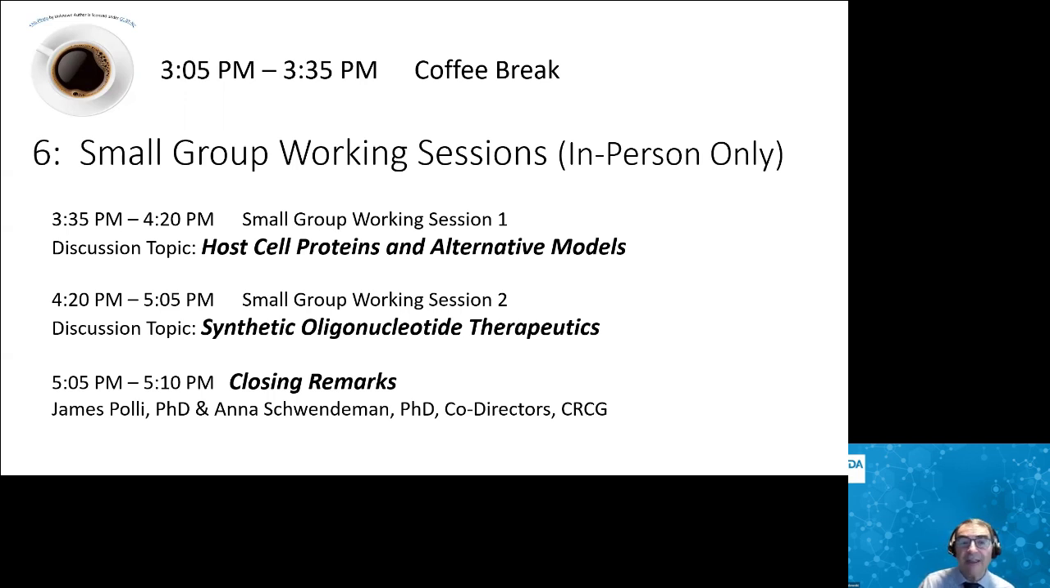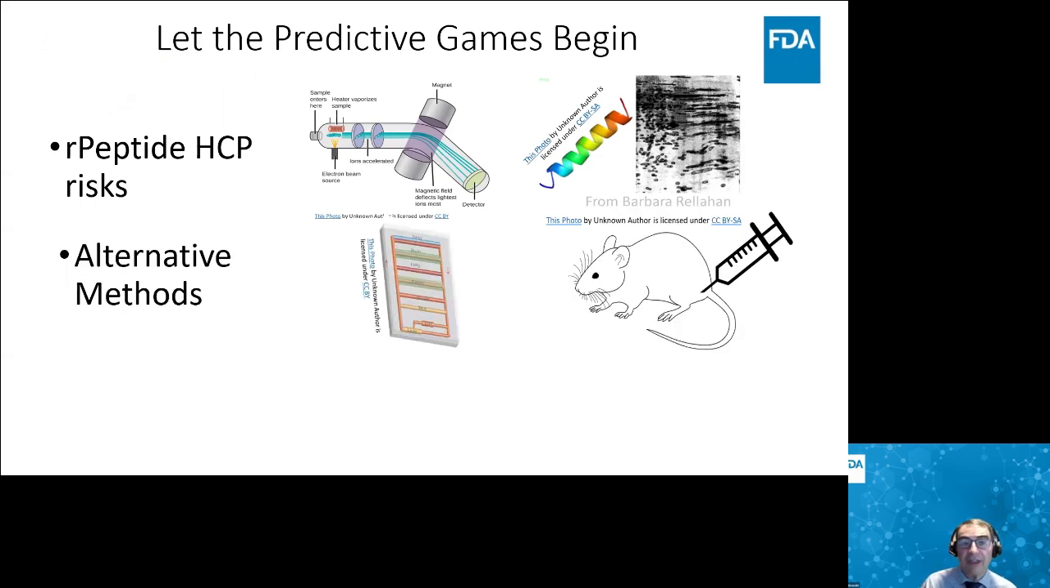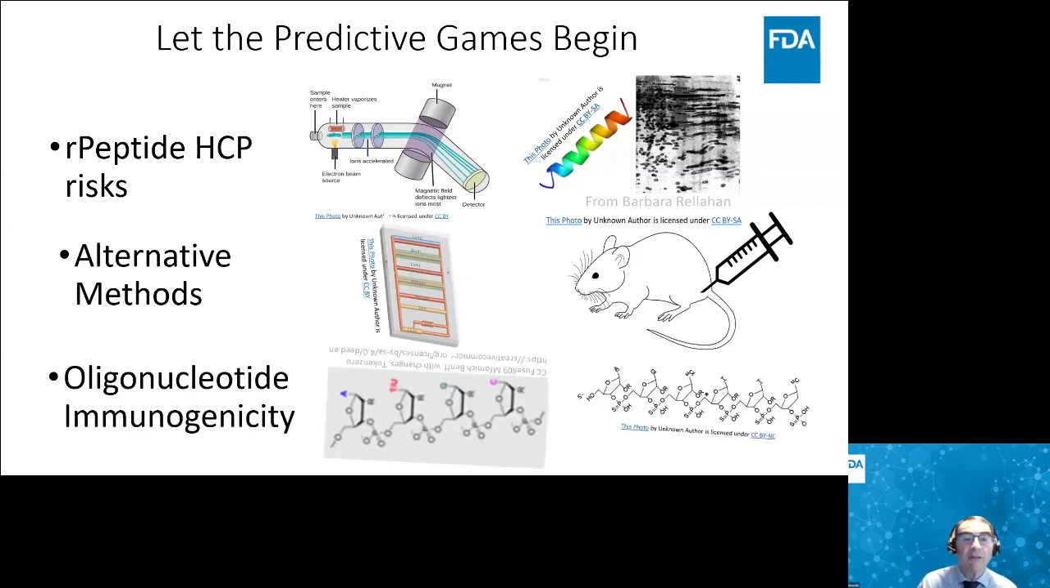And so hopefully from today, there will be insights and learning into how to manage host cell protein impurities for recombinant peptides. There will be good discussion of alternative methods to predict immunogenicity and complement the tools that have already been discussed. And lastly, there will be good discussion on oligonucleotides, a growing form of therapeutics, and one which has immunogenicity considerations and really how to move forward with what's been learned from proteins and peptides in this area.